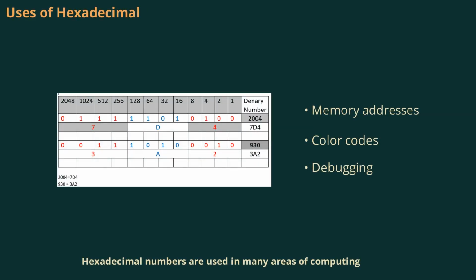Hexadecimal numbers are used in many areas of computing. They're common in programming, especially for memory addresses and color codes in web design. Hex is also used in debugging and low-level system work because it's more compact and readable than binary. Understanding hex is essential for anyone working with computers at a technical level.